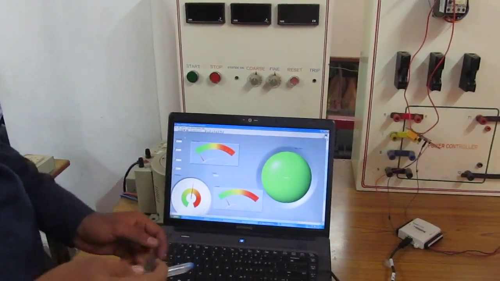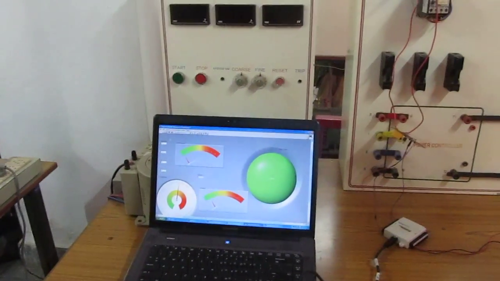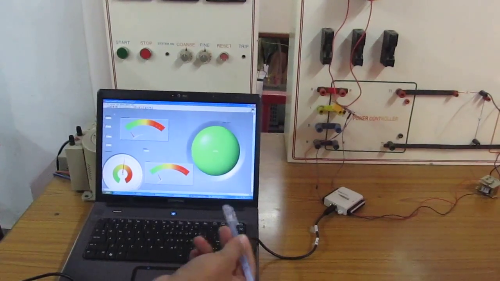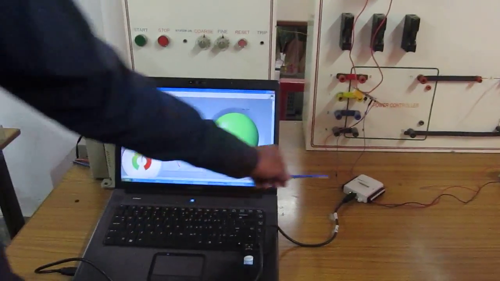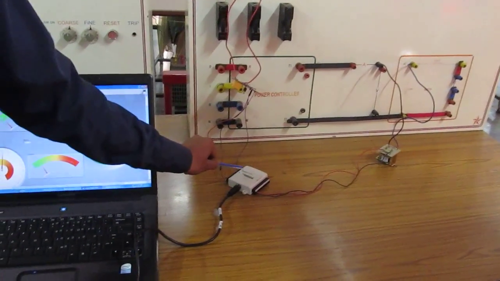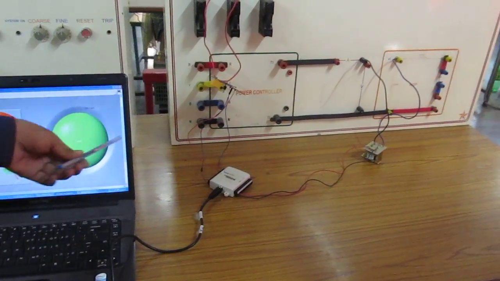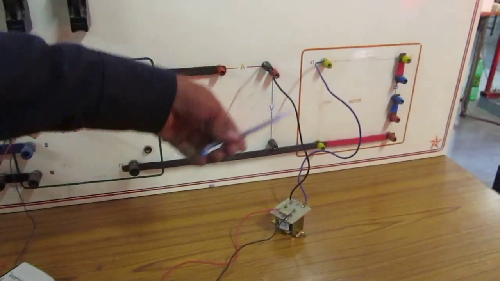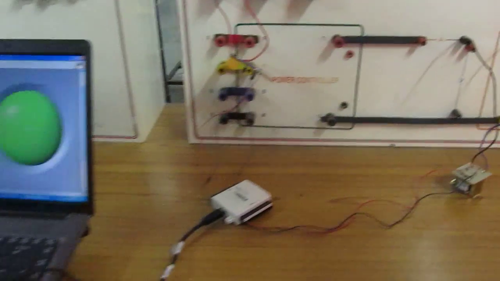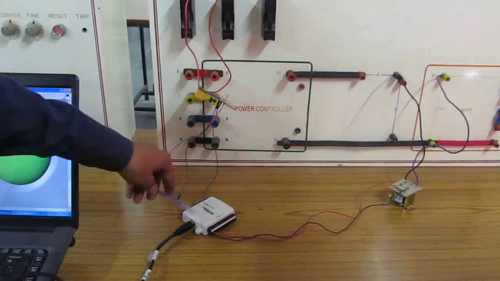Okay, our project is a thermal overload relay using LabVIEW. I have taken a single phase induction motor. The single phase induction motor is connected to LabVIEW through this DAC. This is DAC USB 6009, and I used a CT here to read the actual motor current by LabVIEW through this CT and the DAC.